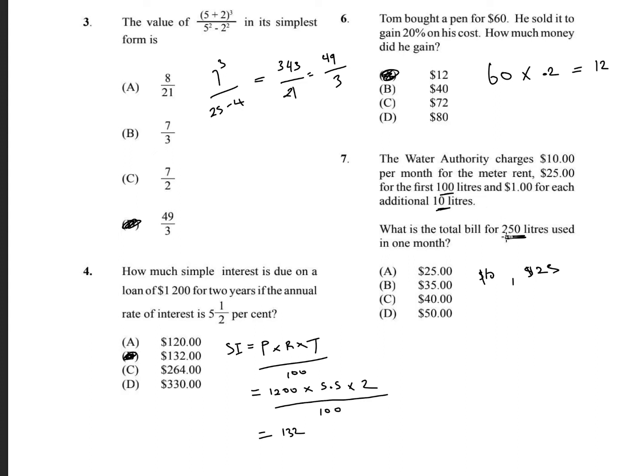So to do the math, the first 100 liters out of 250 would leave 150. So 150 divided by 10 would give me 15. So $15 is what the authority would charge after the first 100 liters. So the answer here would be 10 plus 25 plus 15, which would give me the answer to be 50. So my answer here is D.